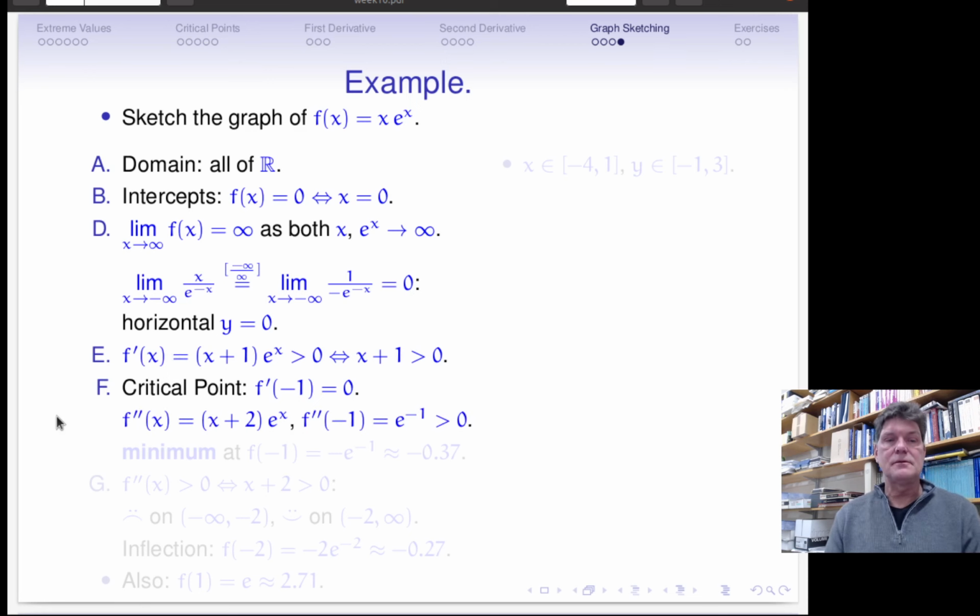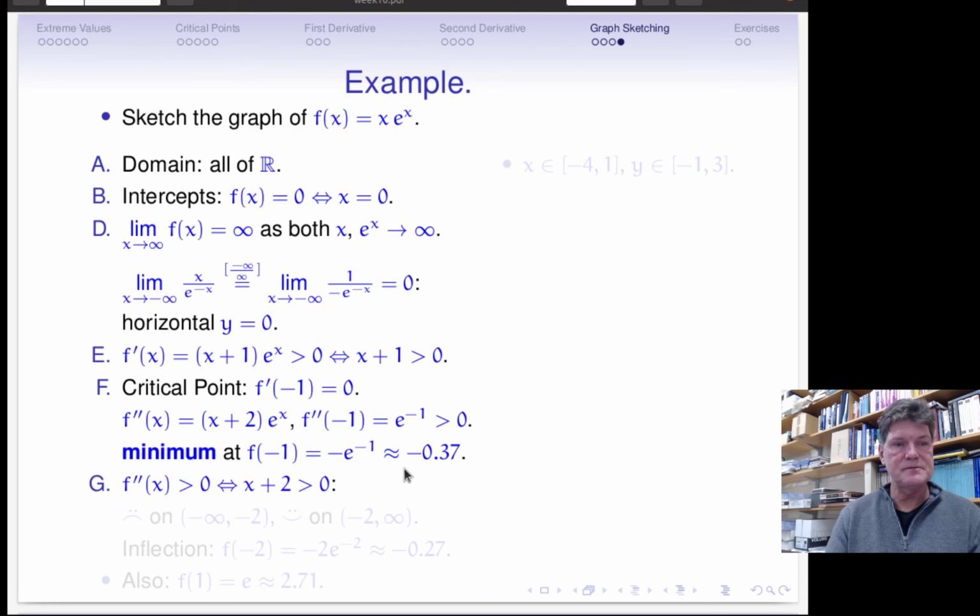And from the second derivative, which is x plus 2 times e to the x, we can now apply the second derivative test, evaluate the second derivative at minus 1. This is e to the minus 1, which is bigger than 0, so we're looking at a local minimum at minus 1. And the value is minus e to the minus 1, which is approximately minus 0.37.